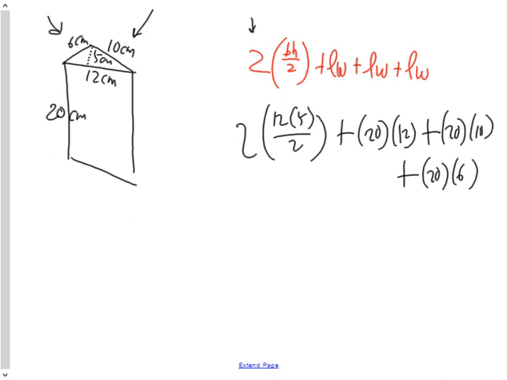Okay? So if I take my highlighter, that's one triangle. If I multiply it by 2, I get the top and bottom. That's one rectangle. That's a different rectangle. And that's a different rectangle.